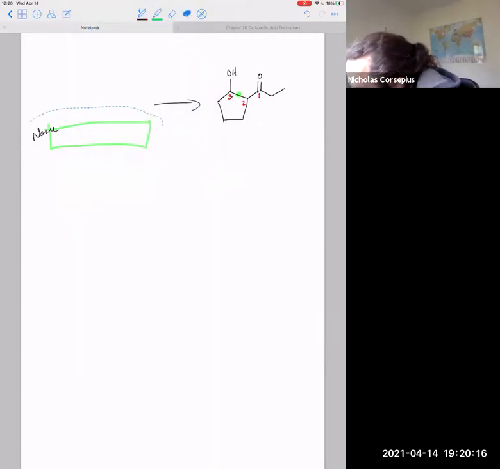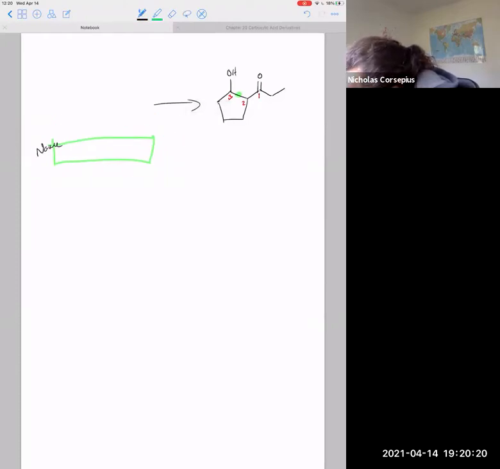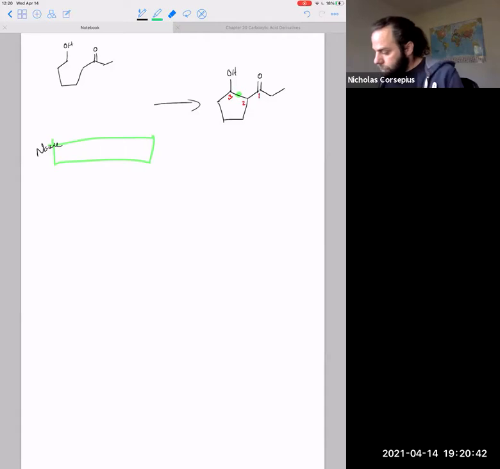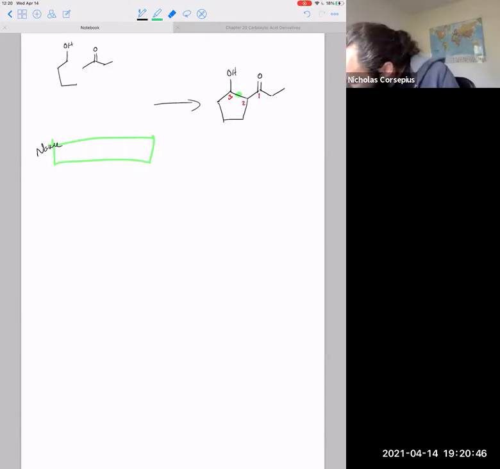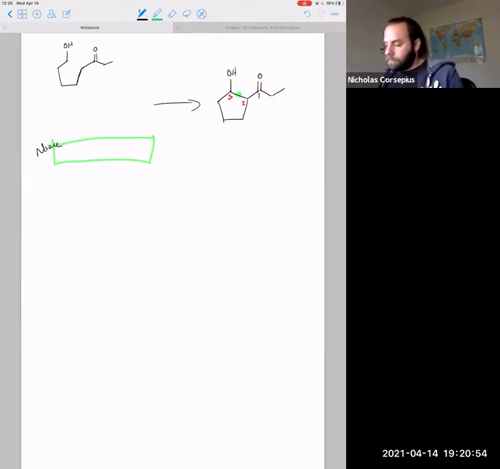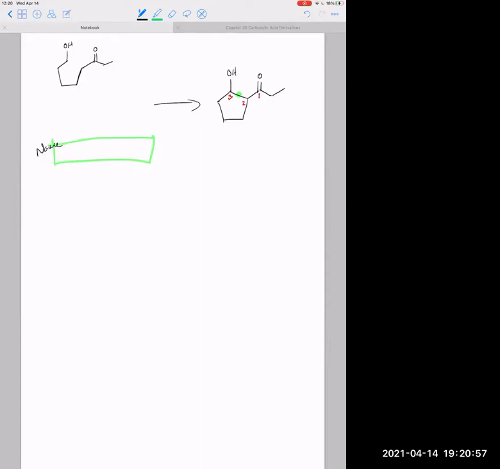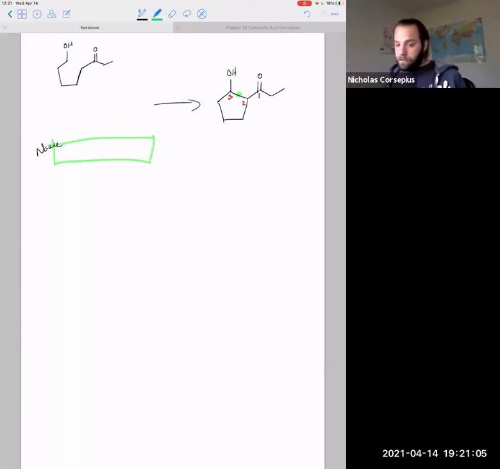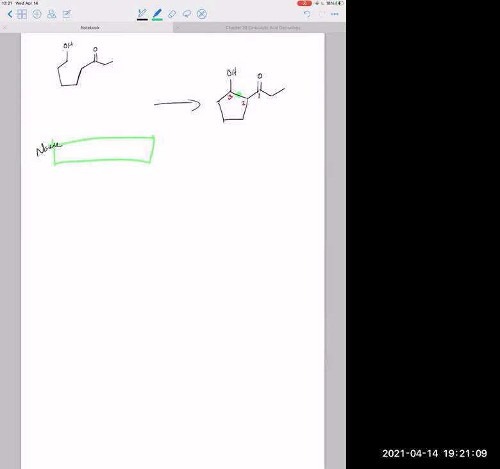So let me start out with this, and then I'll erase. Okay, so I'm going to get rid of this bond here. And what else do I have to do? This is close, but not quite there. Okay, so that alcohol is going to be that double bonded oxygen. Yeah. So then does that close the ring there?